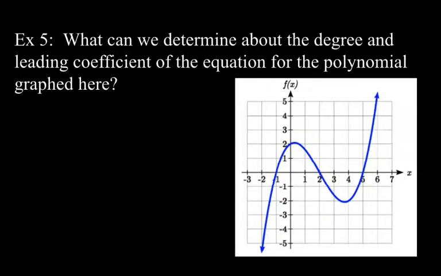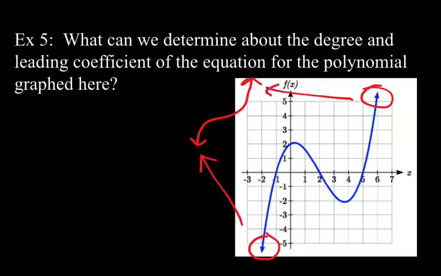Example 5. What can we determine about the degree and the leading coefficient of the polynomial that's graphed here? The two things we're looking at, we're just going to look at the end behavior. Notice it's down on the left and up on the right. So that looks like our power functions that kind of look like that, because you see down on the left and you see up on the right.